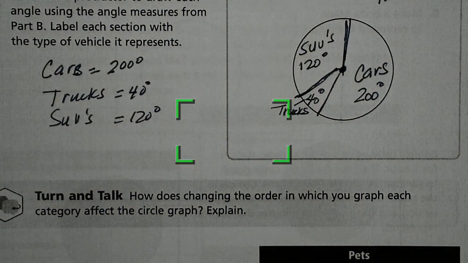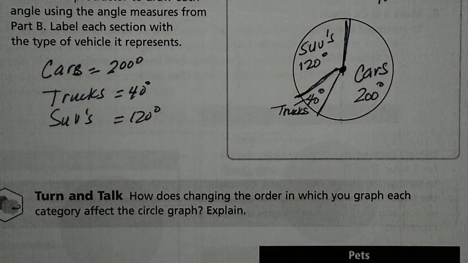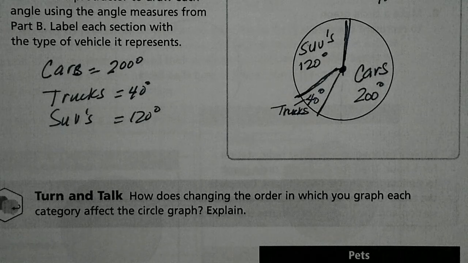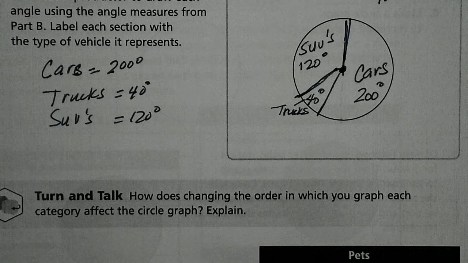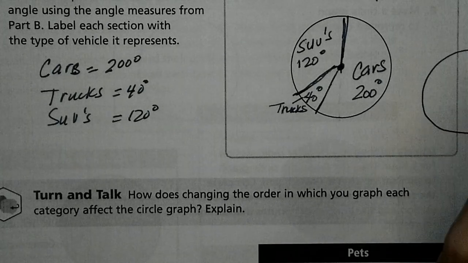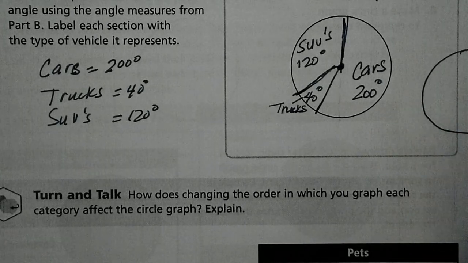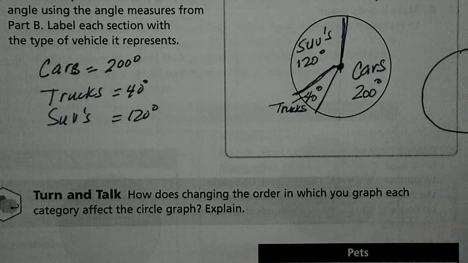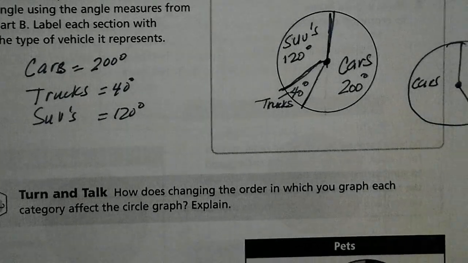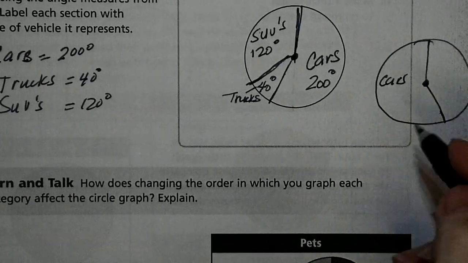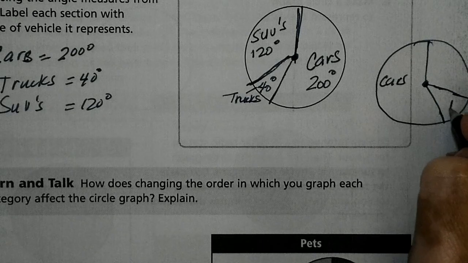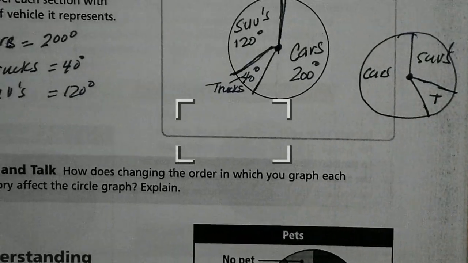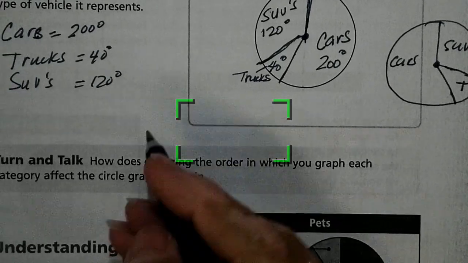All right, so it says, how does changing the order in which you graph each category affect the circle graph? So would it matter if I took my circle graph and instead of making my cars this way, I made my cars this way? Does it matter? No. No, ma'am. Doesn't matter at all. Doesn't matter what my order.